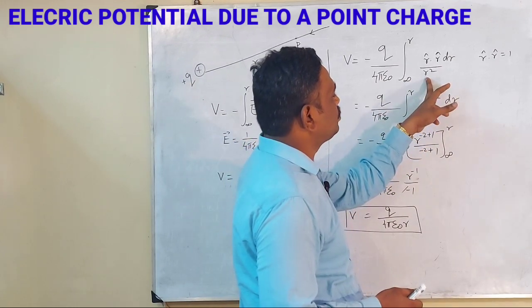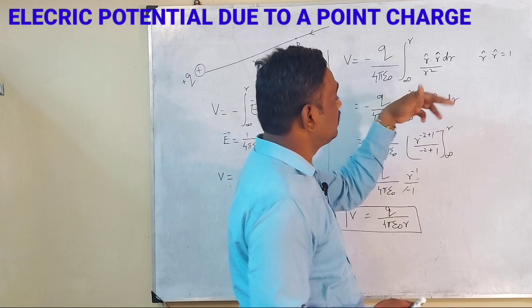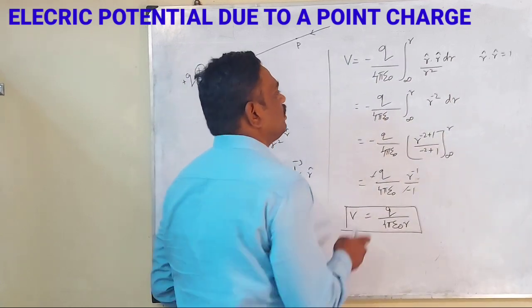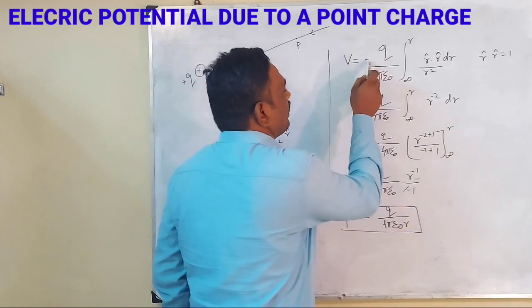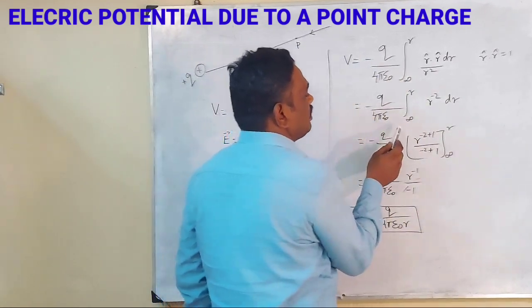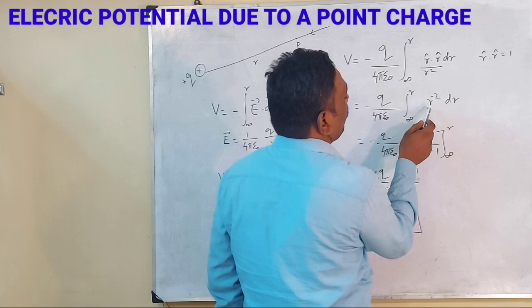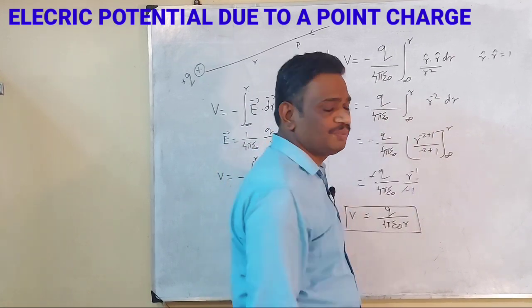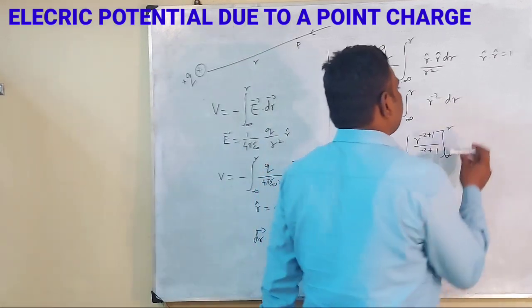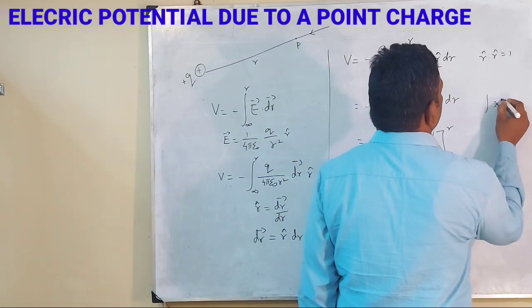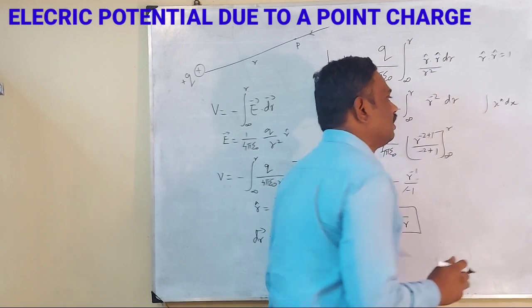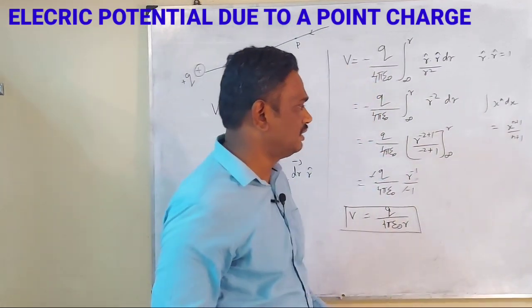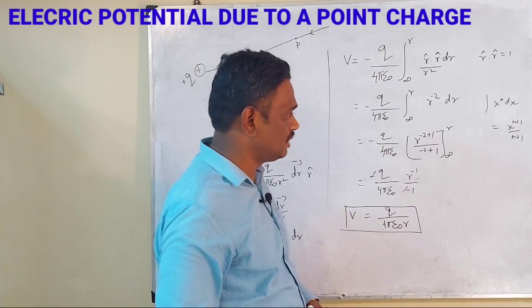Similarly, R to the power 2, if it goes to the numerator, then it will become R to the power minus 2. Okay. Here minus Q by 4 pi epsilon naught, infinity to R, R to the power minus 2 into dr. Now I am going to integrate R to the power minus 2 into dr. It is in the form of the integral of x power n into dx, where the integral of x power n into dx is equal to x power n plus 1 by n plus 1.